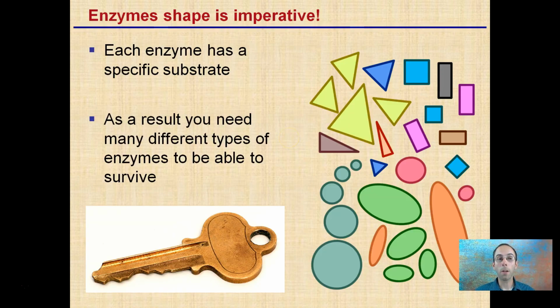Enzyme shape is imperative. Each enzyme has a very specific substrate that it binds to. As a result, you need many different types of enzymes to be able to survive. There's many different locks, many different doors, you need many different keys. Kind of the same concept here, where all our enzymes have very specific shapes that bind to very specific substrates.